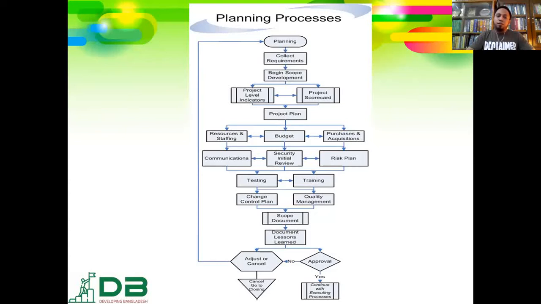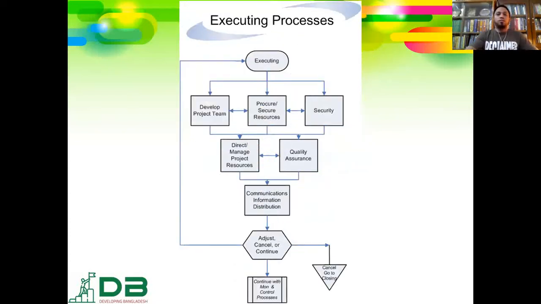Then we have piloting scopes. After getting a positive result from piloting, if any adjustment is required, we can do it. And then after final approval of the project document, we can start implementing. This is the execution process of a project.